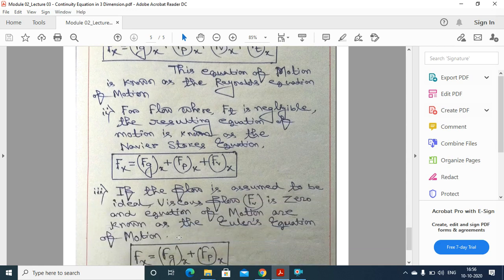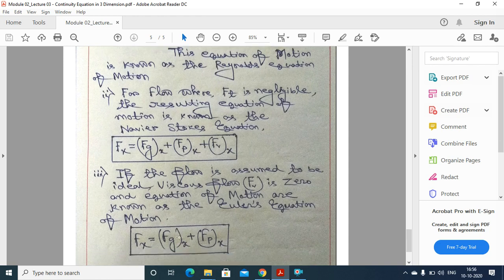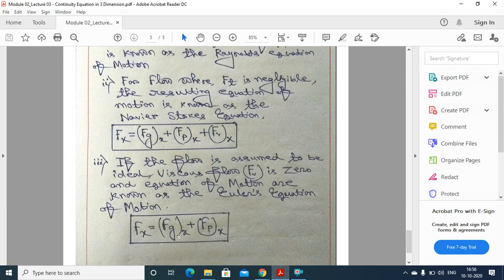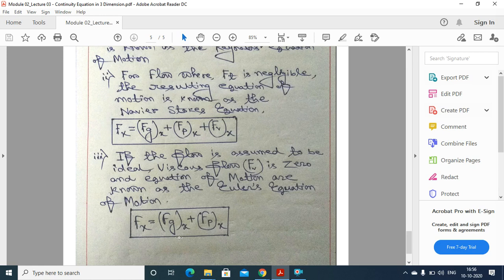Now again, if the flow is assumed to be ideal, then the force due to viscosity will be zero, and the equation of motion will be known as Euler's equation of motion, where the equation will become Fx is equal to Fgx plus Fpx. So in this way, the different equations of motion can be obtained by neglecting the forces one by one.